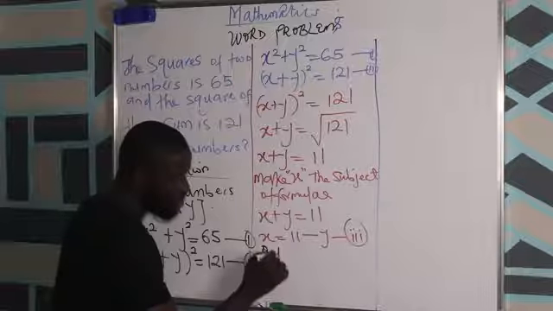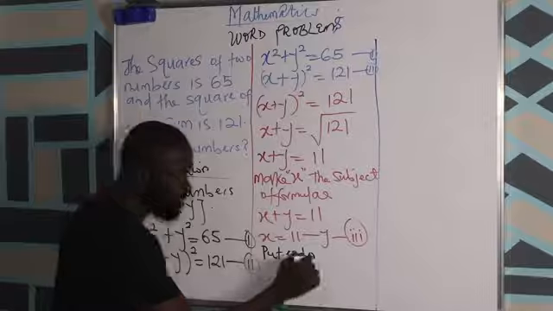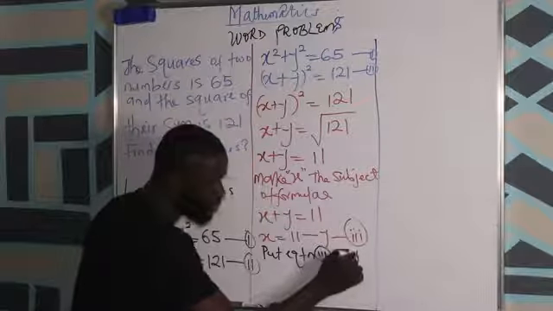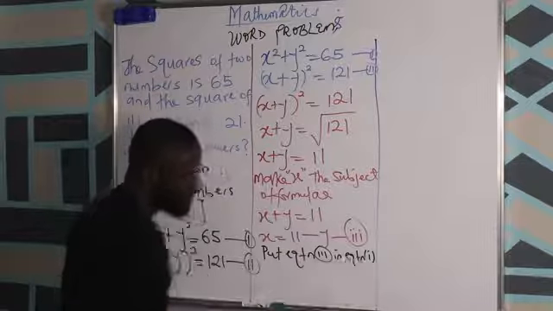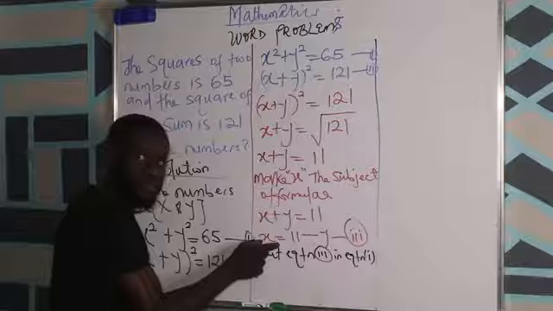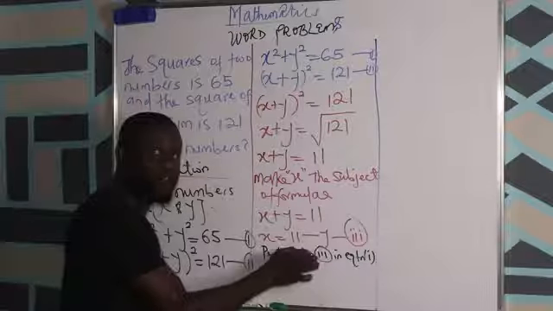Put equation 3, and I'm just going to abbreviate equation like this, in equation 1. So wherever we see x in equation 1, what will we do? We'll put 11 minus y.